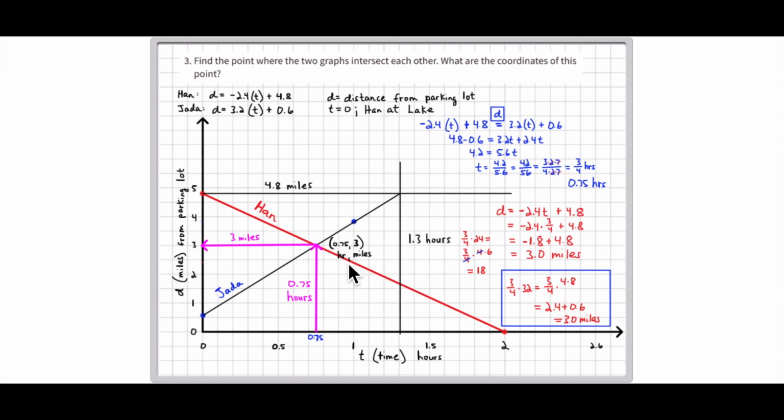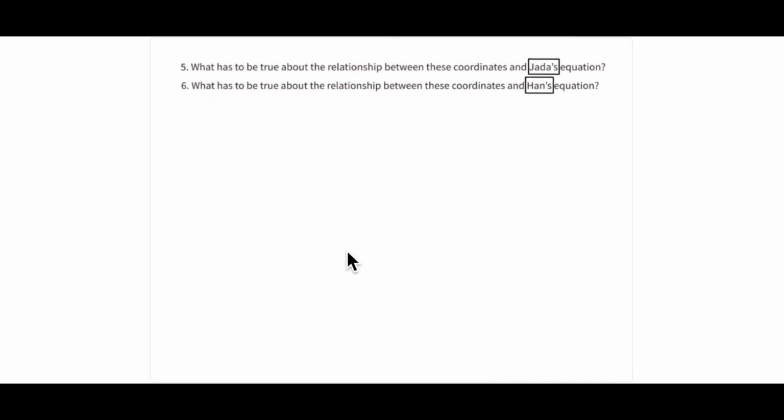There has to be a relationship between the coordinates of this point right here, which is 3/4 of an hour or 75/100ths of an hour, and 3 miles, because that is the point of intersection between the graph of both equations. So this line right here is the graph of Han's equation, and this line right here is the graph of Jada's equation. There has to be a relationship because that is the point of intersection between those two graphs. So what do the coordinates of that point mean? What's the relationship between these coordinates for both Jada's equation and Han's equation?